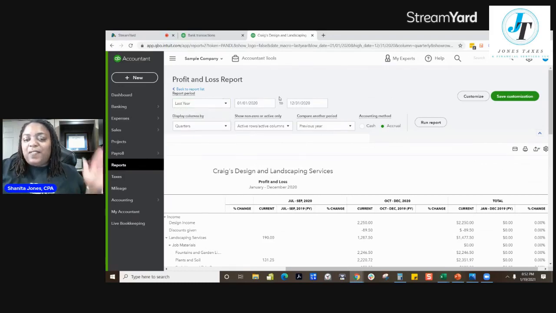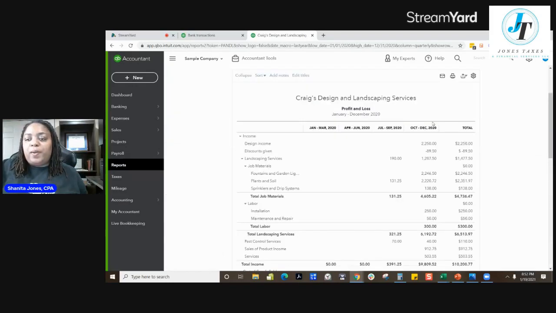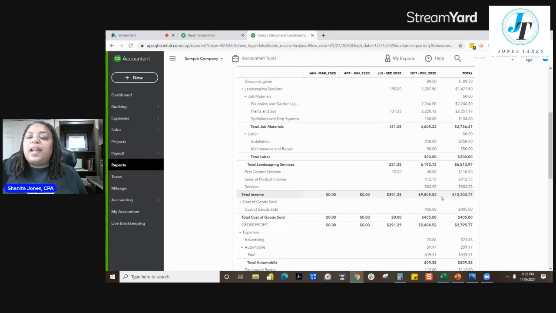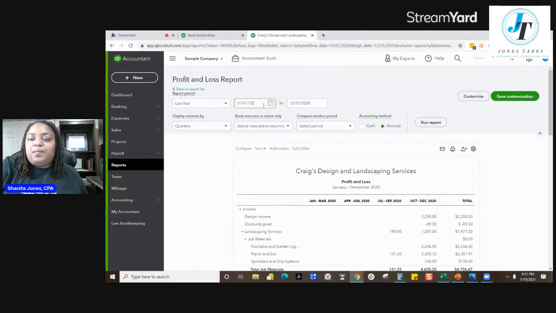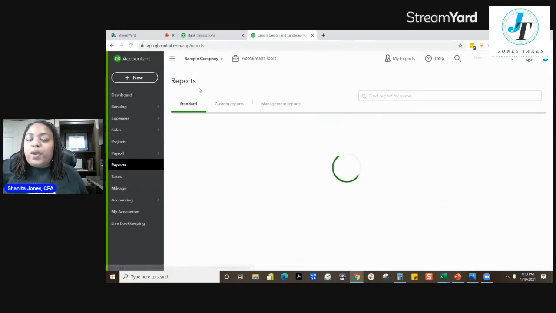Another way you can do this, if this is just too much for you to look at, again, you can run last year, 2020. You don't have to compare a prior period. You can run your report and you can see your quarters listed out. And I don't know why they set up this chart of accounts. You can see your quarters listed out like this. And then you can run it for 2019, and you can see your quarters listed out in 2019. So they don't have any data in 2019. So that's why. But the point remains.